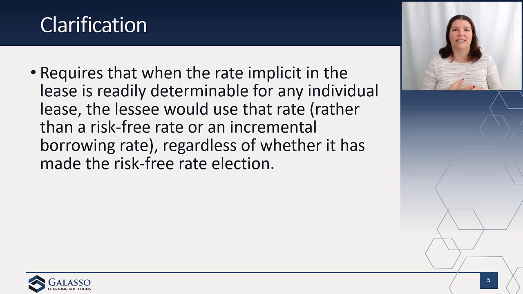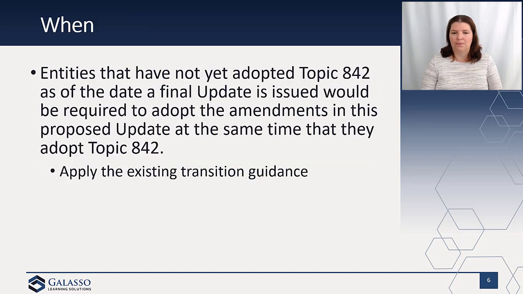I would have liked to have seen a weighted average cost of capital or something alternative to the risk-free rate. Unfortunately, they decided not to go down the path of identifying another alternative rate. They're just giving us flexibility in how we use the risk-free rate. If, however, there is a rate implicit in the lease and it is readily determinable, you would not be able to use the incremental borrowing rate or the risk-free rate, even if you had made the risk-free rate election. If it is known, right, and readily determinable, then you need to use that. And so that was a clarification that they made here.